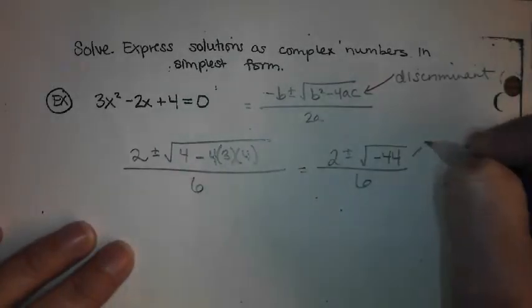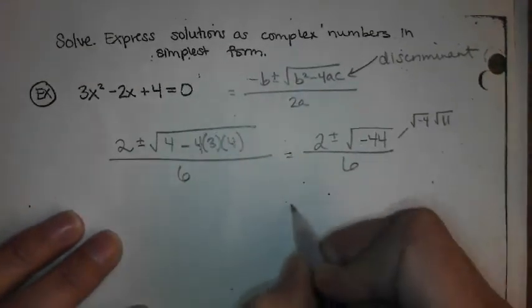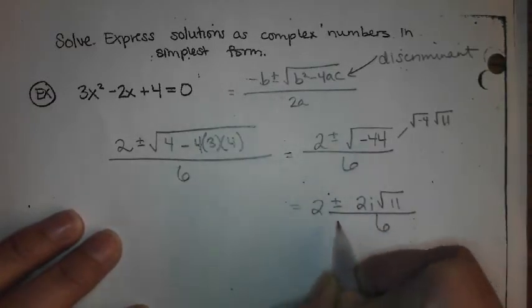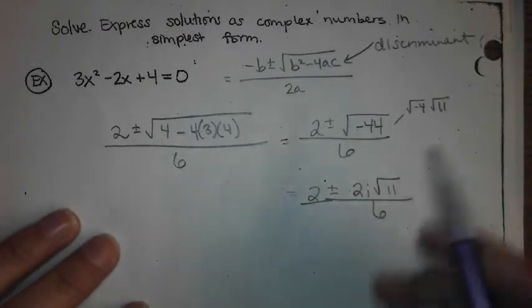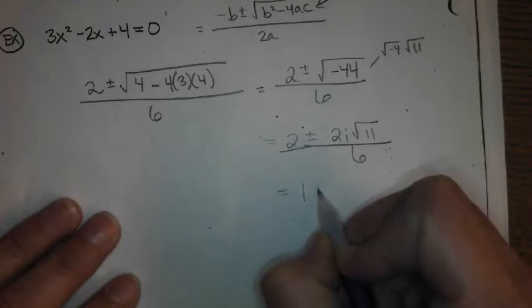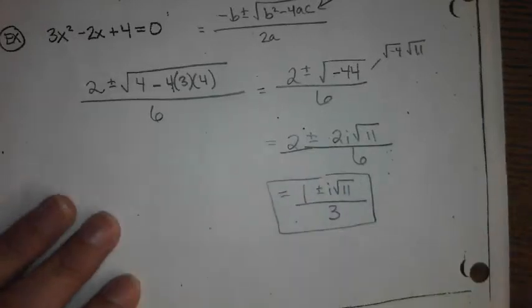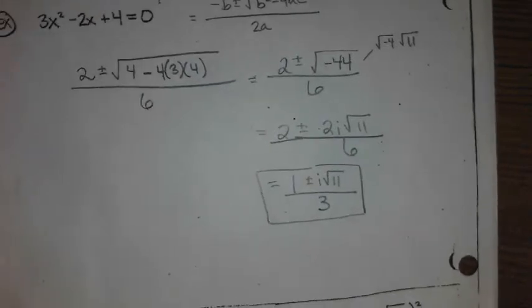So I would split this up into root negative 4 root 11, which is going to make 2 plus or minus 2i root 11 all over 6. And then again, 2, 2, and 6 all do share a common factor of 2, so 1 plus or minus i root 11 all over 3. Good? Okay.